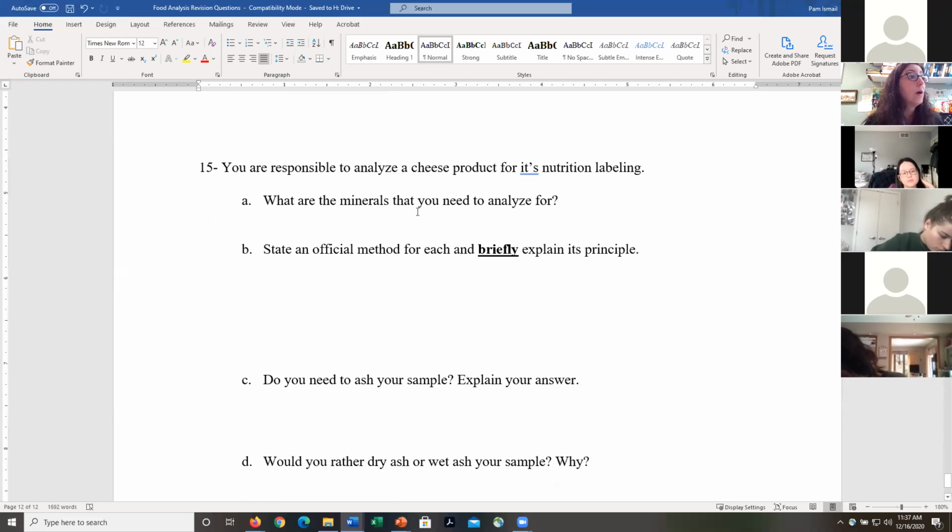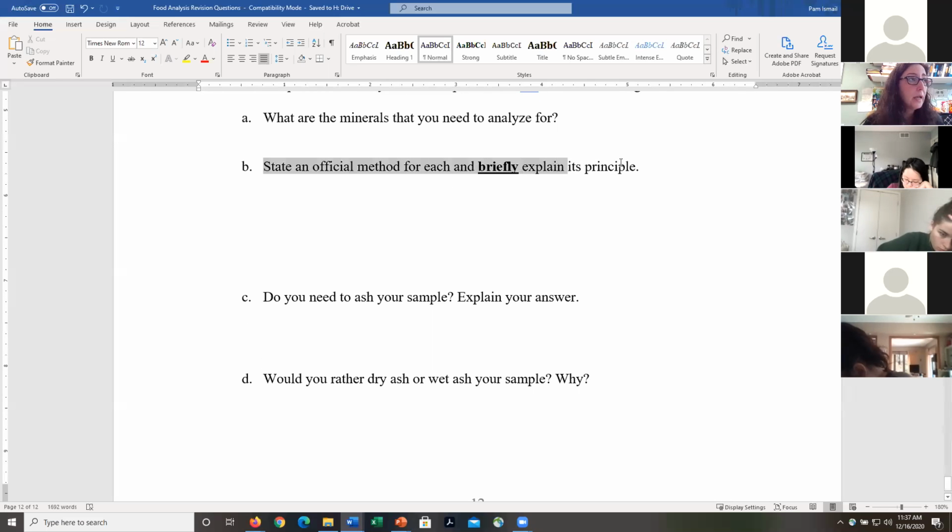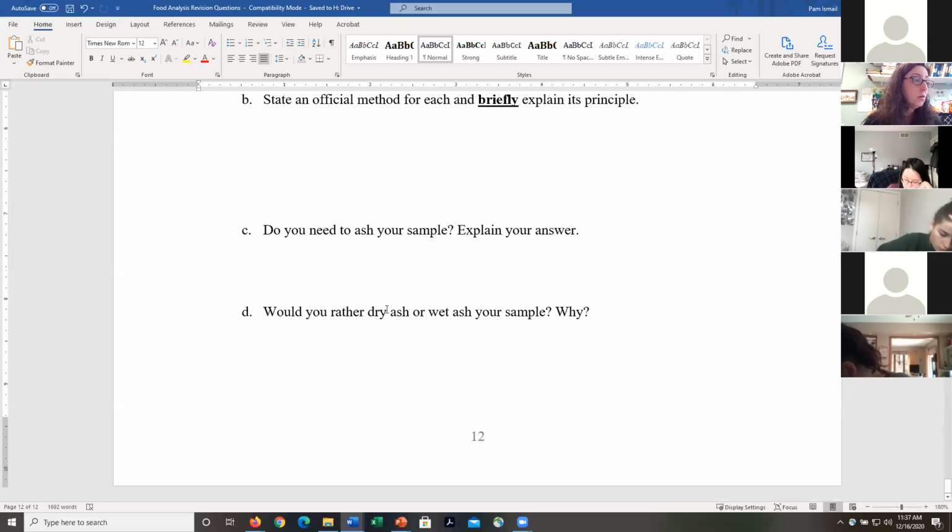And this is also about minerals, kind of similar to the other one in cheese: calcium, potassium, sodium, iron. You don't have any iron in the cheese, but still for labeling purposes, again, you choose atomic absorption or ICP-AES. Do you need to ash your sample? Yes, you do, because you need to get total carbohydrate.